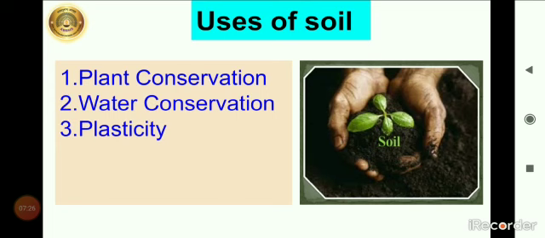And the last is plasticity. Students, you have been seeing the lamps, idols, bricks, diyas which we light in Diwali, different statues, etc. All these articles can be made from soil due to plasticity. We can give any shape to the soil.